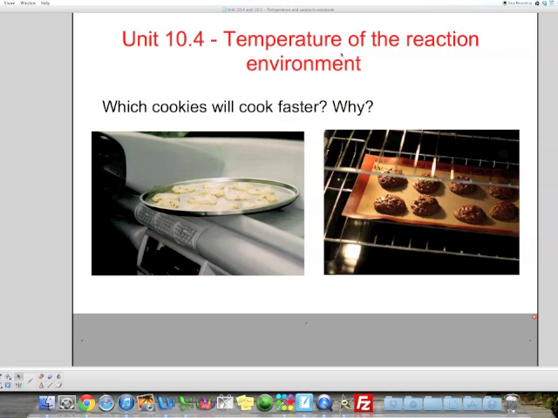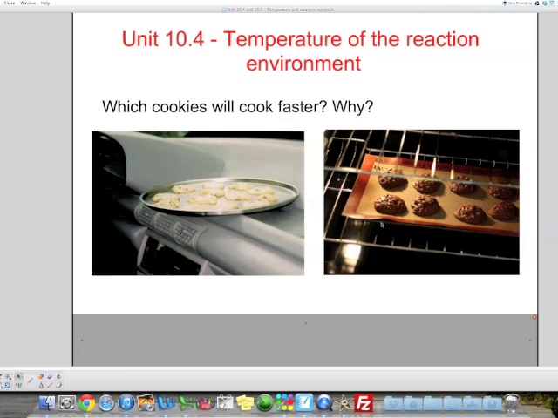Now, I have an example here to illustrate this factor. I have a bunch of cookies that I would put on a cookie sheet in the middle of the summer on my dashboard in my car. And I have a bunch of cookies that I would put typically in the oven. Now the question is, which ones will cook faster? The ones that are in my car and it's 35 degrees outside and the sun is beaming into the car, or the ones that are in the oven?